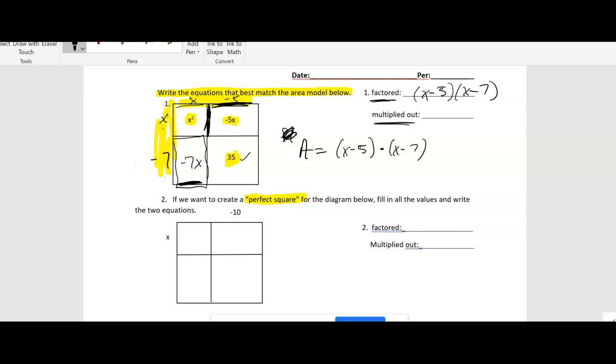The multiplied out version would be a couple different things. We could actually do the multiplying out. So we could distribute here and say x and an x make x squared, and then the x times the 7 is a negative 7x. Then we took the negative 5 and multiplied, so we get a negative 5x plus 35. And we talked about how if we add like terms, you get minus 12x plus 35. That's our multiplied out version.